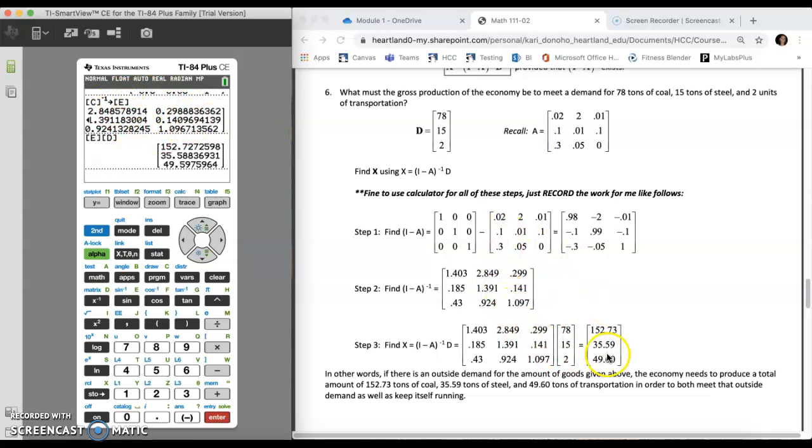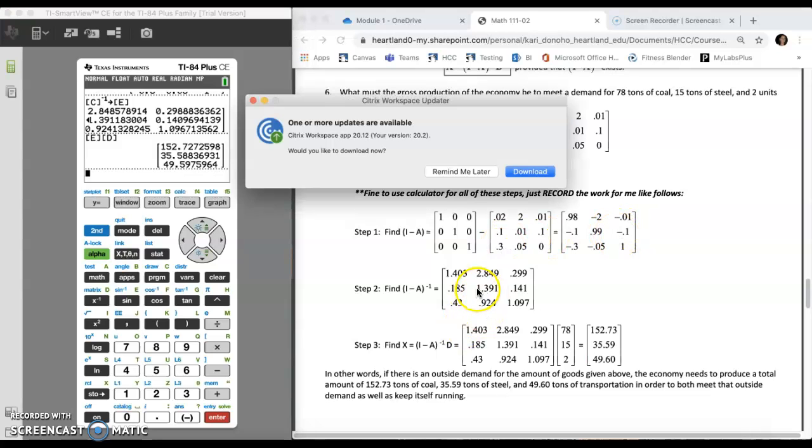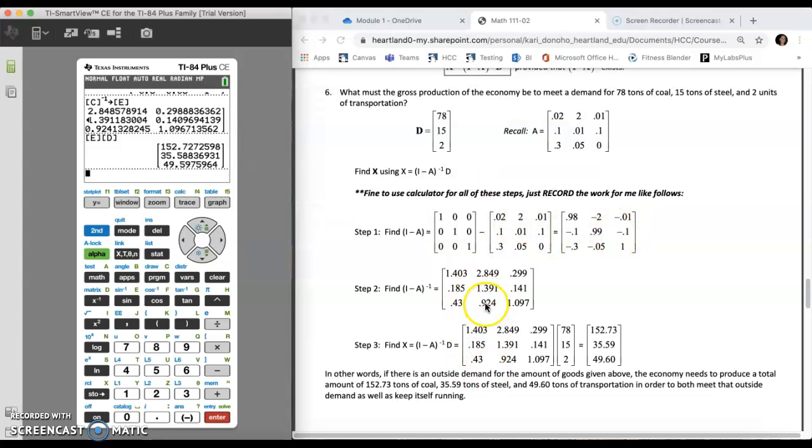Definitely you're going to want to do some of these steps in your calculator. Just keep a running total of what you're doing and what you're finding. You also might want to keep notes to yourself, like I've saved this matrix as B, this matrix as A, this was C, this one was E, sorry about that, and this one was D, so that you can keep track of where everything is.